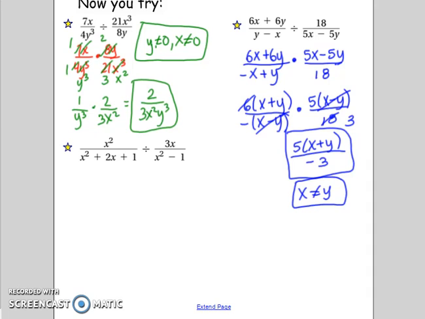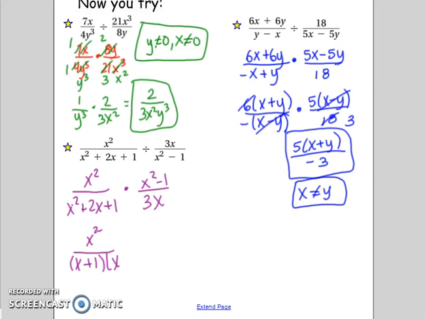Okay, for the last one, again, we're going to keep, change, flip. So keep the first fraction. We're going to change that sign to multiplication, and then we're going to flip our second fraction. Okay, from here we're going to factor. So we have x squared on the top. And now the denominator, we're going to factor, so what multiplies to 1 that adds to 2. We're going to have x plus 1 and x plus 1.